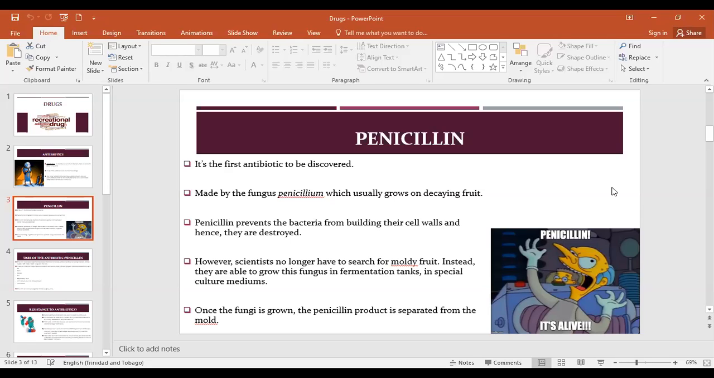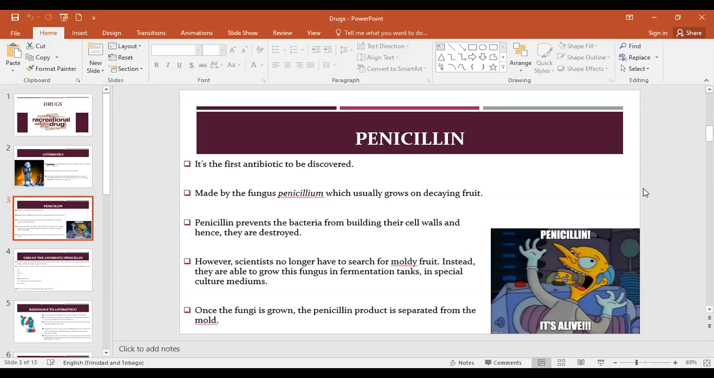Penicillin comes from a fungus called penicillium. It typically would have grown on decaying fruit, but now scientists are able to actually cultivate the penicillium fungus in order to get the penicillin from it. In later lectures, we're going to look at how penicillin is produced and how they cultivate the fungus and extract penicillin from it.